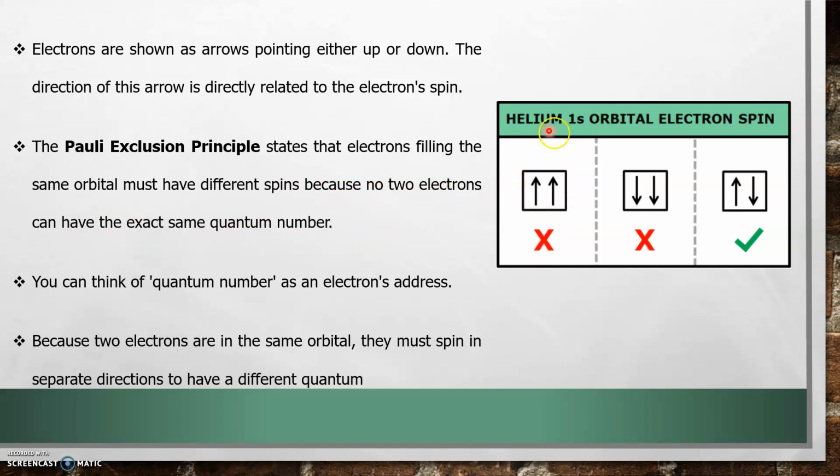Now see here, if we fill the helium 1s2 orbital with 2 electrons of the same spin, this is the wrong representation. The same happens if we give both in the downward direction. This is not how electrons are represented in an orbital. The correct way is one electron in one spin and the other electron in the opposite spin, because Pauli's exclusion principle states that no two electrons can have the same set of quantum numbers. So here the spin quantum number varies.